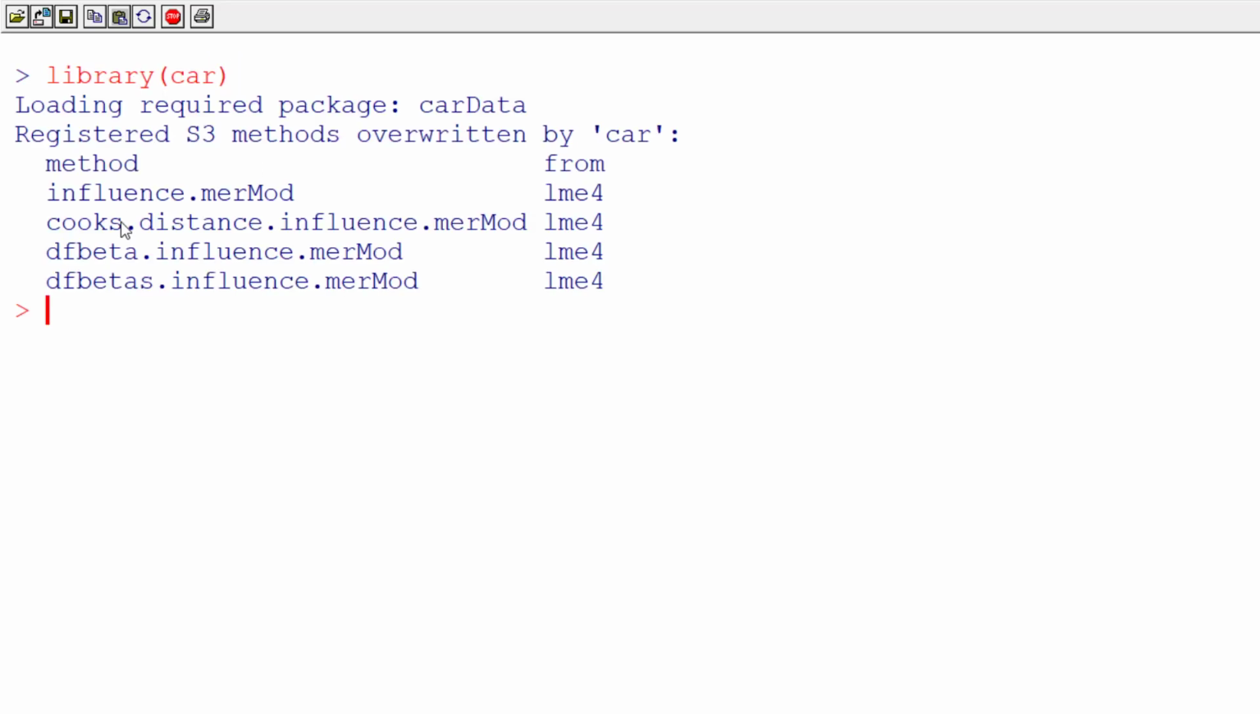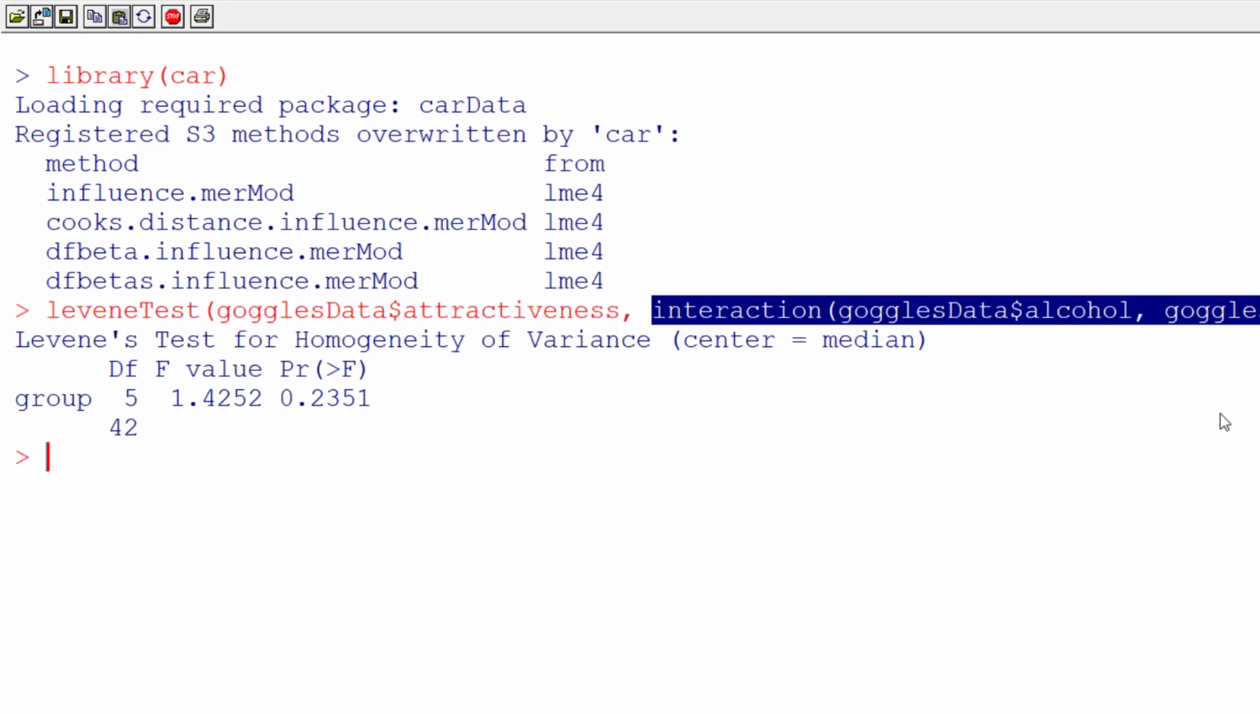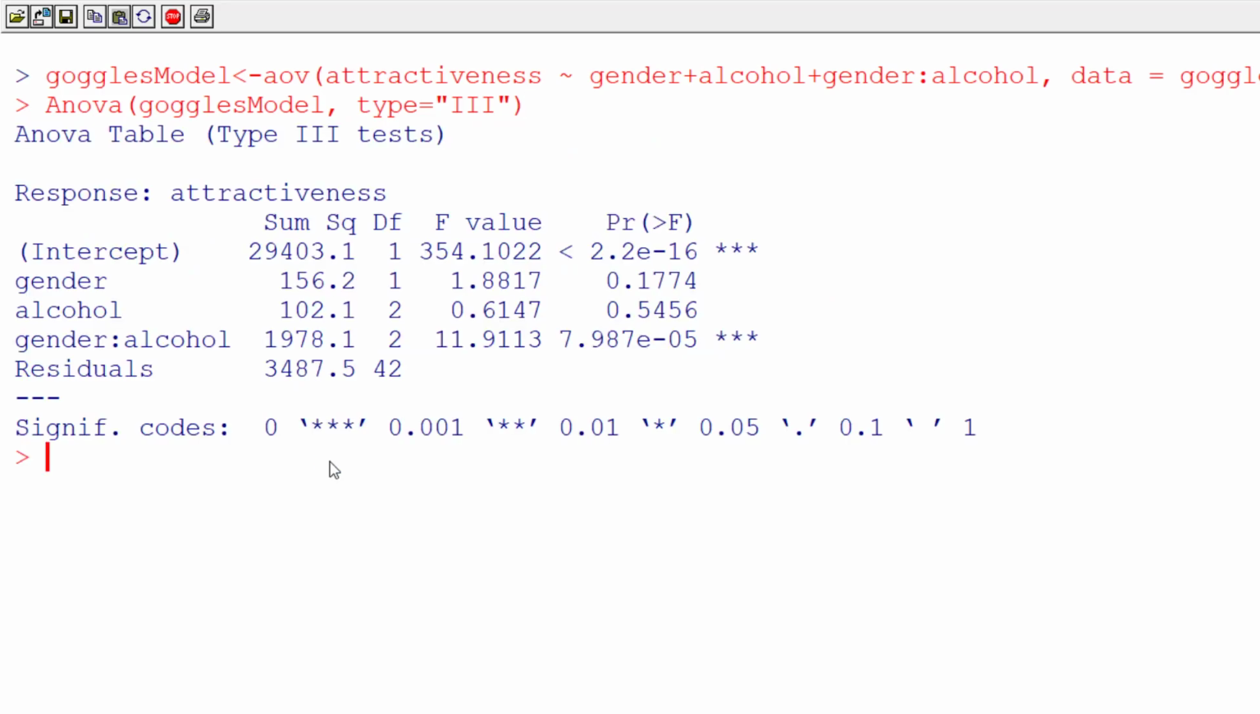Now, to run our assumptions, first we need library car to run a Levene's test. And we're going to run a Levene's test not on each variable, but instead on the interaction of variables, because this is interested in the interaction between our factors. And that does not violate the assumption, so we'll move along. Had we run it on alcohol and gender separately, one of them does violate the assumption, but that doesn't bother us now.